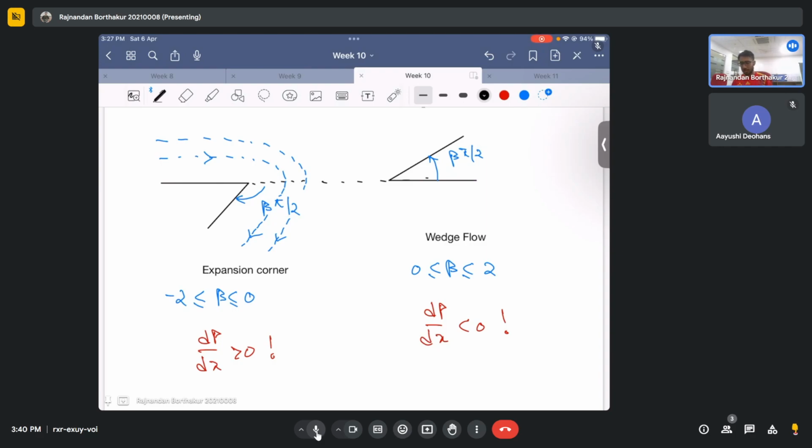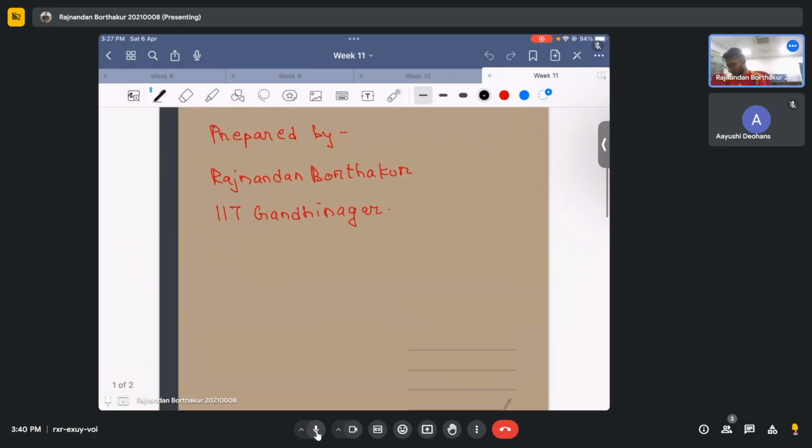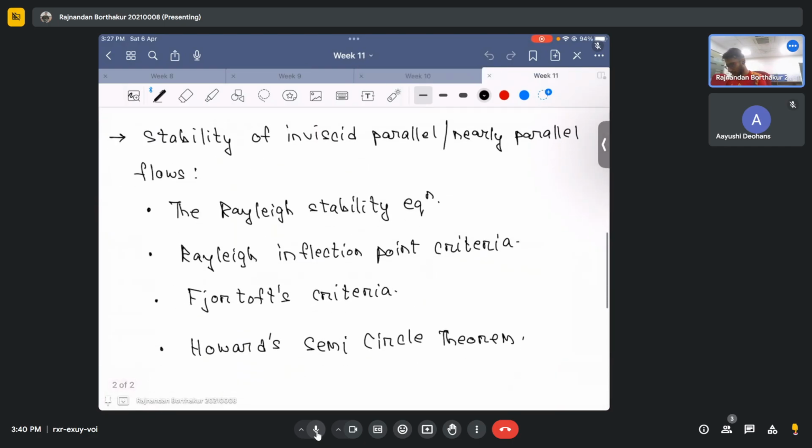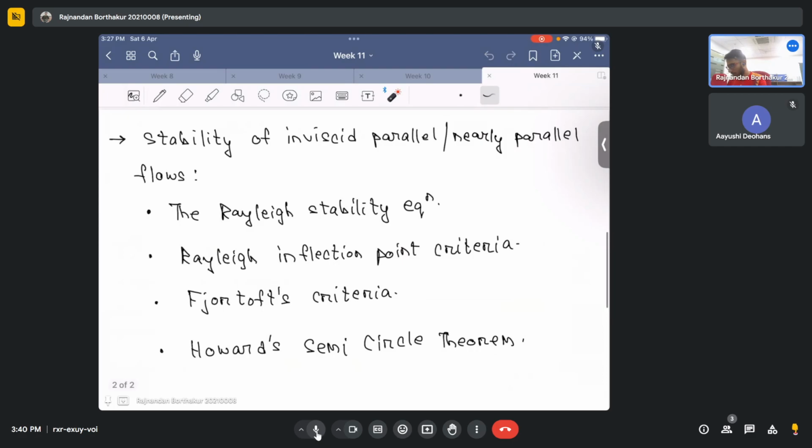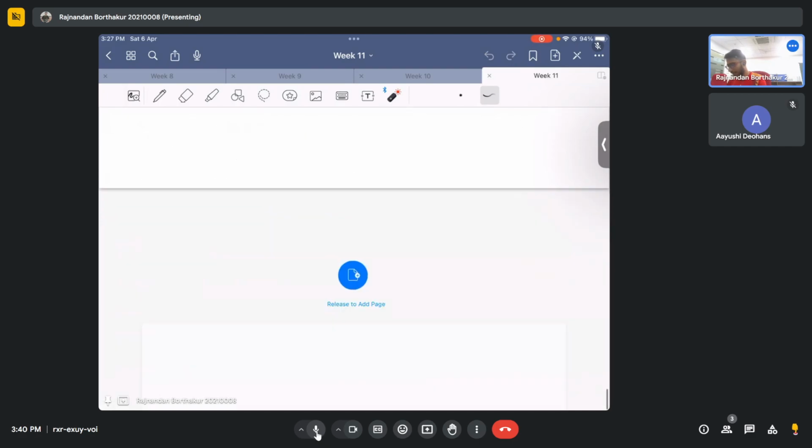If you have any questions, you can ask, or else we will proceed with the stability analysis that we thought of doing today. I'll just draw a schematic here in the meantime.